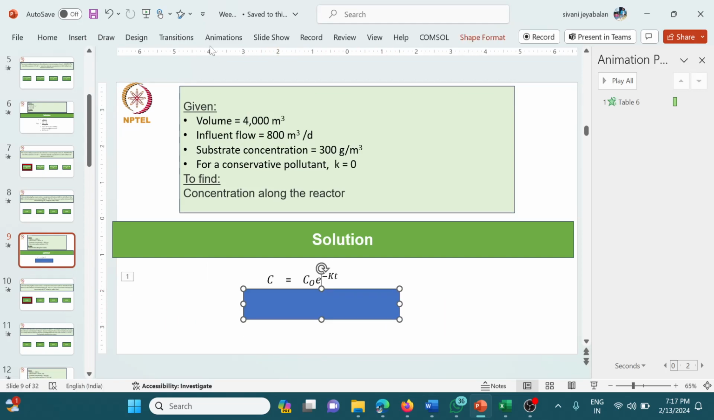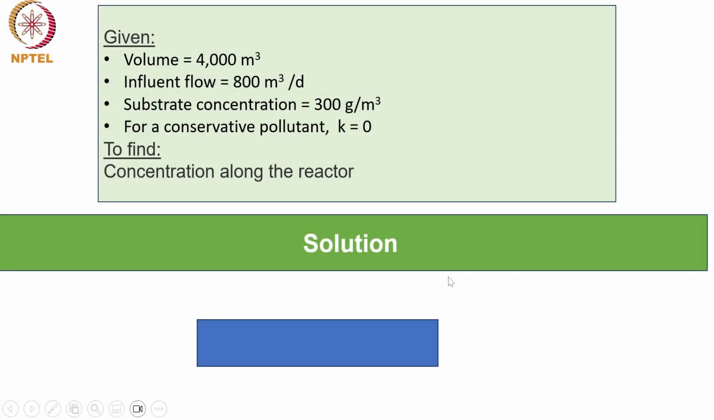So, this will be the formula. C is equal to C naught into e to the power minus kt. So, C is what you have to find, the concentration along the reactor. For a conservative pollutant, K is equal to 0. We know that. Substrate initial concentration is given as 300 gram per meter cube. Influent flow is not required for this question.